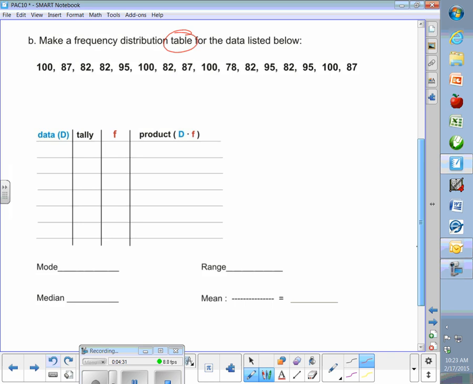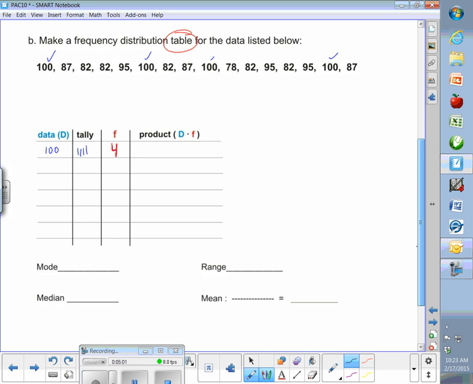The way I like to do these is to start off with the highest piece of data. I see 100 is the highest, so I'm going to write that in. And I see 1 of them, 2 of them, I'm doing my tallies, 3 of them, 4 of them. So what is the frequency? 4. And I can go ahead and do my product right now if I want. And probably should. Let me do my frequency in red here.